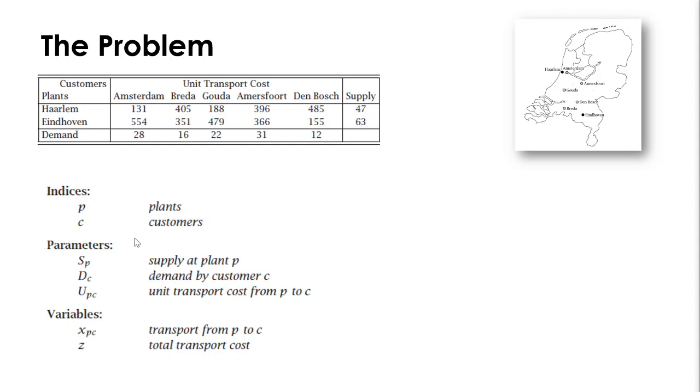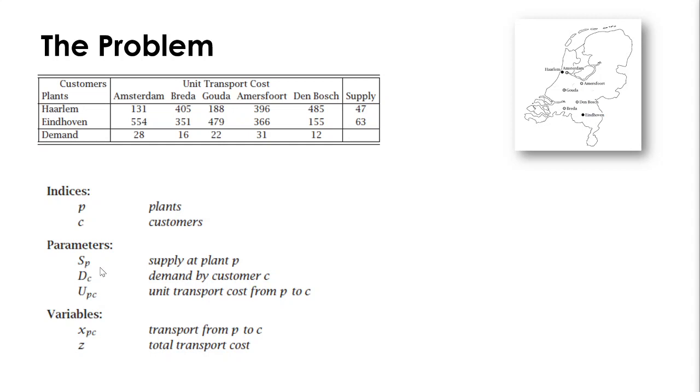Parameters are the input information we cannot control, but that is relevant for our decision. So we are not considering the possibility of changing the supply of a plant or the demand of a customer. That is why it's written in capital letters, and it refers to parameters that, of course, are the relevant information for us to come up with solutions that are feasible, that we can implement, but we are not changing those values.